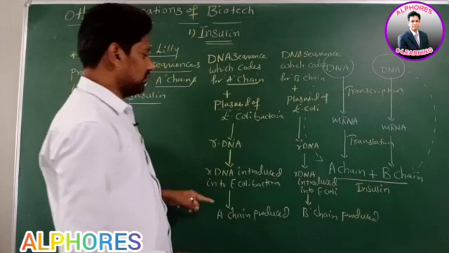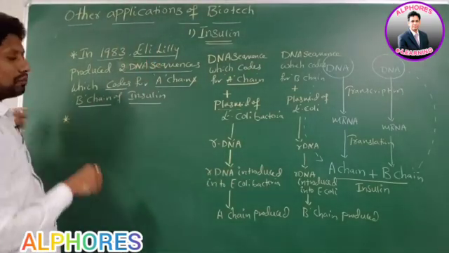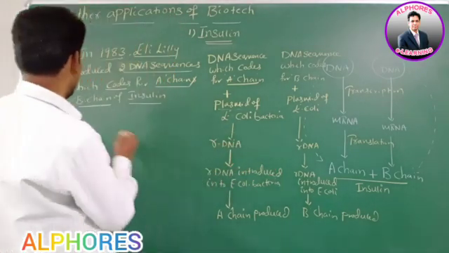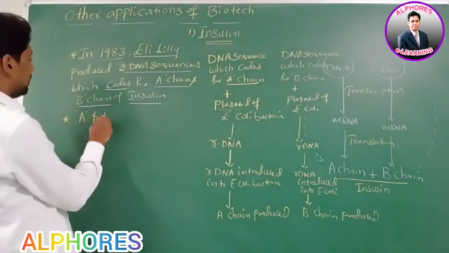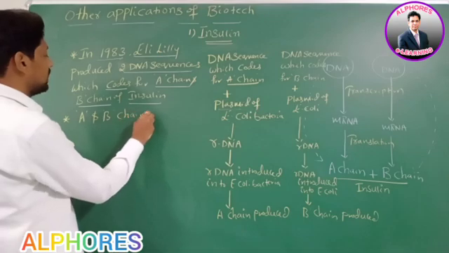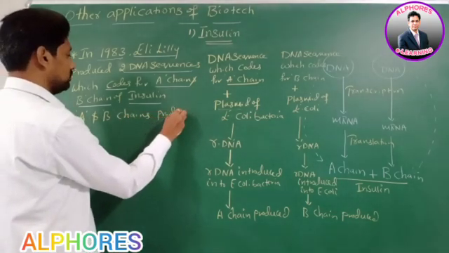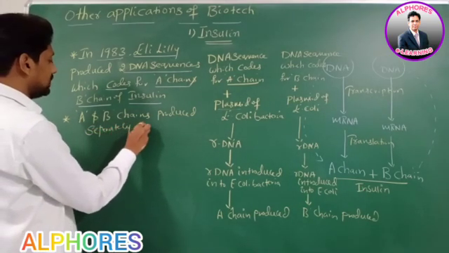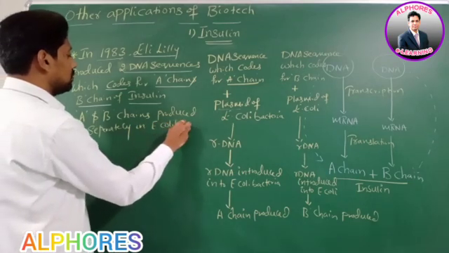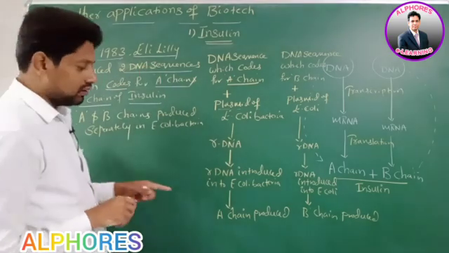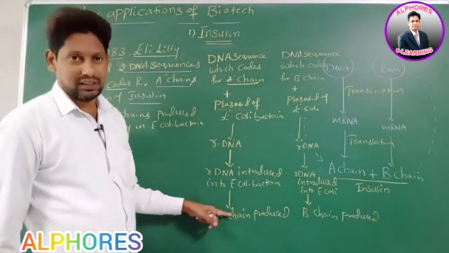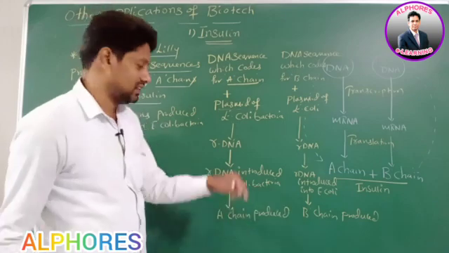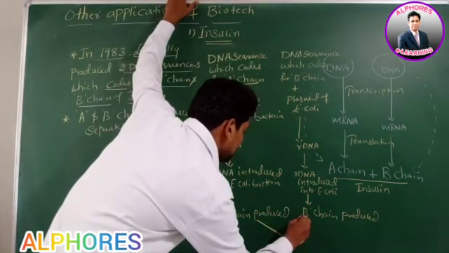Therefore, A chain and B chain are produced separately in E. coli bacteria. A and what, sir? B chains produced separately. Where, sir? In E. coli bacteria. Then now you tell me where A chain is produced? In E. coli bacteria. Now this A chain is isolated from E. coli bacteria. This B chain is isolated from E. coli bacteria.